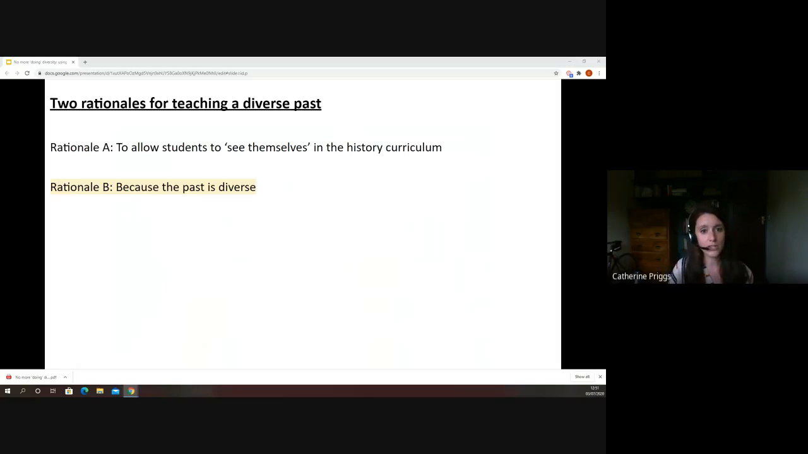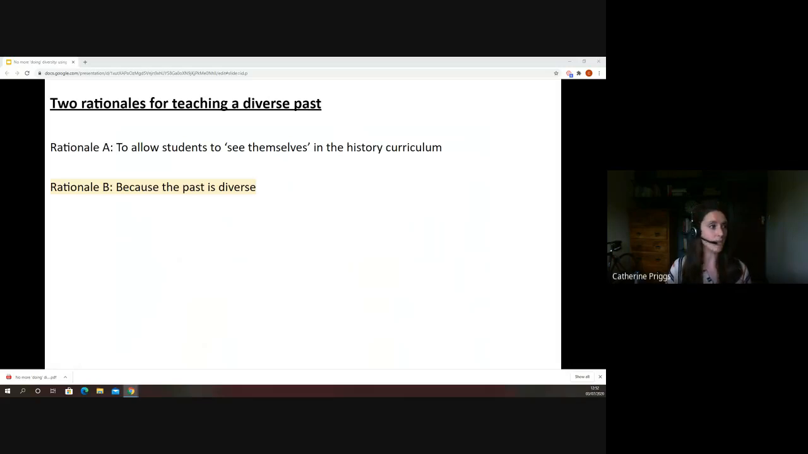And then the second rationale for teaching a diverse past is a very different kind of argument that starts not with students' identities, but with the nature of the past and the practice of history as a discipline that seeks to uncover and explain it. According to this argument, history curricula should reflect a diverse past because the past is diverse. In other words, respecting the diversity of the past and constantly questing to uncover voices hidden within that diversity is just good history.